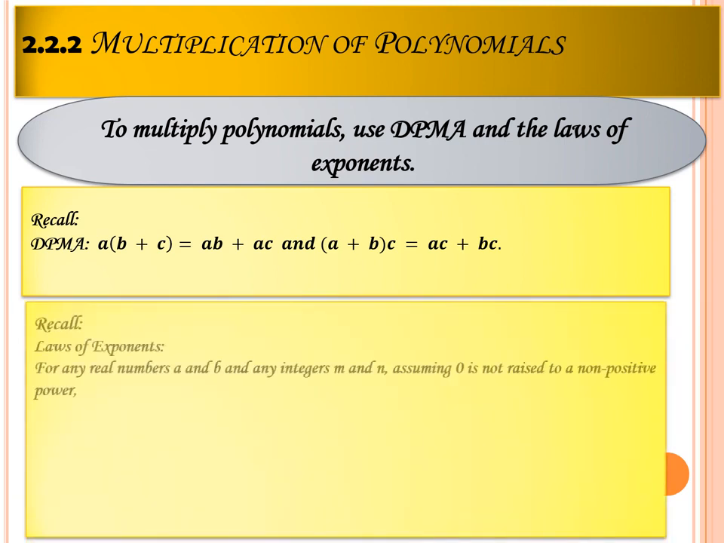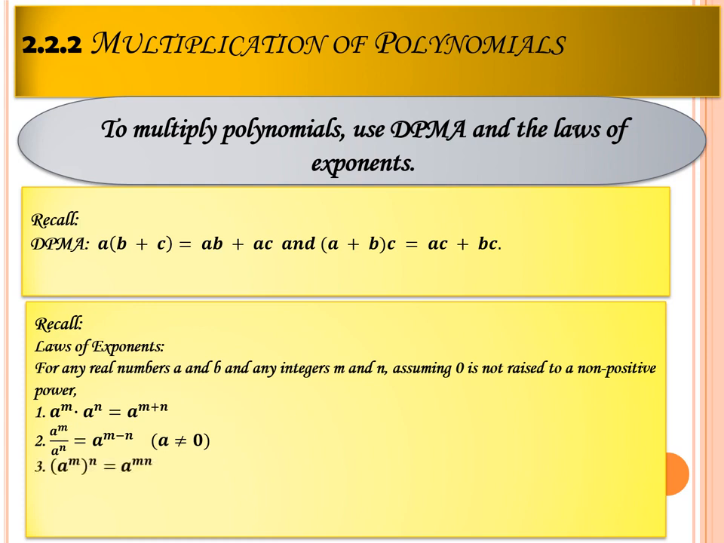For the laws of exponents, we have this. For any real numbers A and B, and any integers M and N, assuming 0 is not raised to a non-positive power. For the first property, we have A to the power of M times A to the power of N is just equal to A to the power of M plus N. So meaning, if they have the same base, we just add the exponents. For the second property, we have A to the power of M over A to the power of N. This would give us A to the power of M minus N, provided that A is not equal to 0.